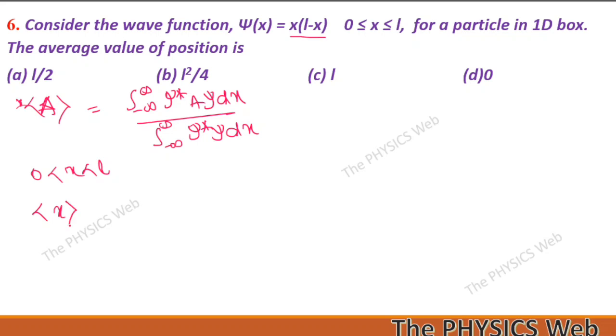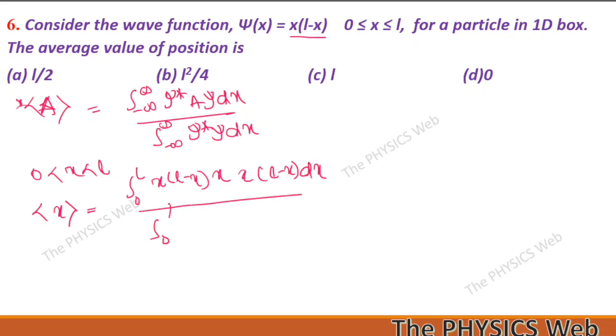So the average value of position x will be the integral from 0 to L of psi star. This is a real wave function, so it will be x(L minus x), then x, again x(L minus x) dx, divided by the integral from 0 to L of x square (L minus x) square dx. So you can easily calculate this integral and you will find that the answer will be L by 2. Okay. So your correct option is option A.